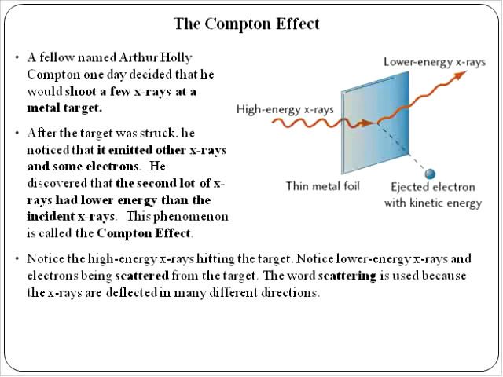And what he found was after the target was struck, he noticed that other X-rays came out the other side, but the X-rays were changed. They actually had less energy. And he could tell that because they had a longer wavelength. And remember, Planck and Einstein had already said that energy was inversely proportional to the wavelength. So because they had a longer wavelength, they must have had less energy. So the energy they lost ended up going into some electrons that got ejected.